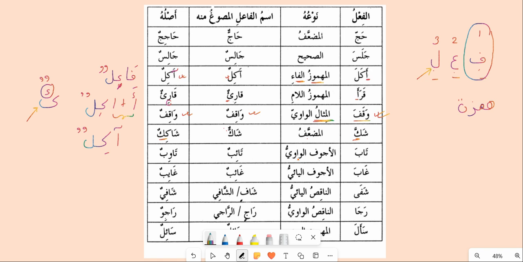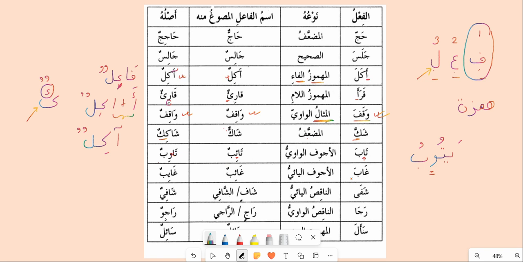Remember the present tense. Always remember the present tense. Taba, it's yatubu. So as you see, the alif is changed to waw. That's why it is called ajwaf al-wawi, because this alif is going to change into waw in the present tense. And we have the original scale as tawibun. So we remove this waw and a hamza comes in between: ta'ibun.